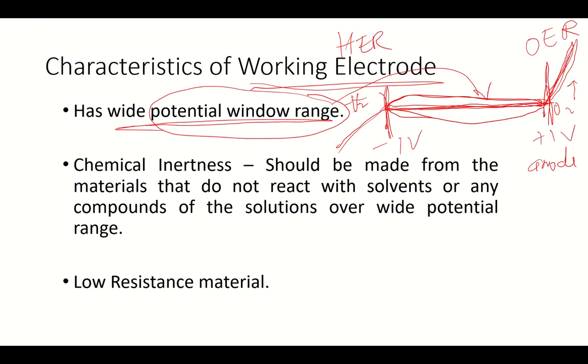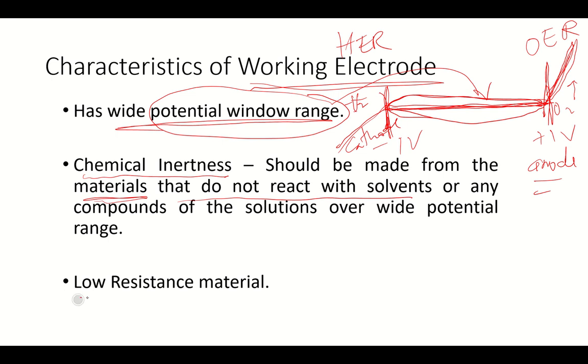We do not want interference from the formation of bubbles, oxygen forming at the anode, or hydrogen forming at the cathode, on the working electrode. Next, the working electrode must have high chemical inertness. It should be made from a material that does not react with the solvent in the solution. We do not want the working electrode to dissolve in that solvent. It must be stable and inert to the chemical solution.